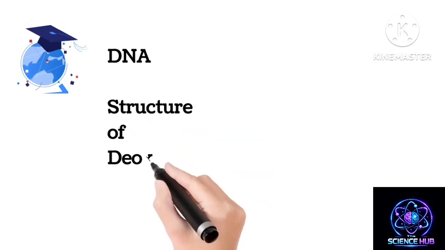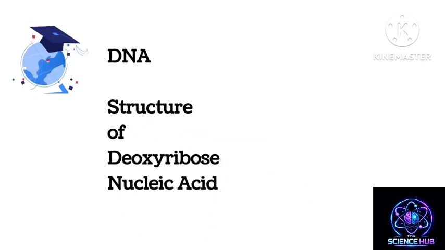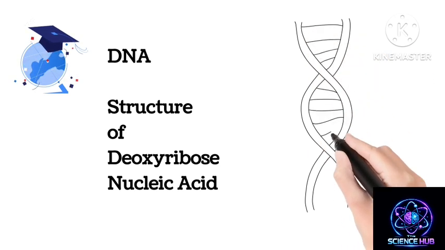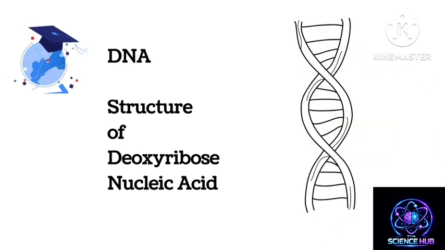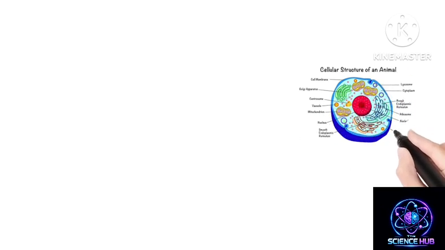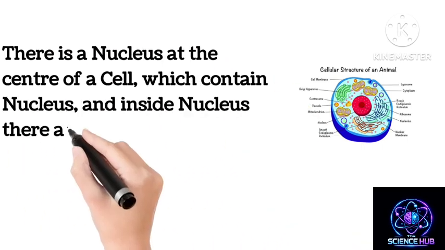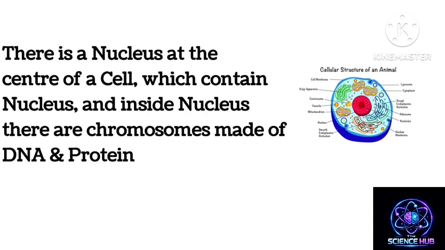Structure of DNA. Today, we will study the structure of DNA. DNA is a double-stranded hereditary material found in the form of a double helix. Right in the middle of the cell, there is a nucleus, and inside the nucleus, there are the chromosomes, which are made up of 40% DNA and 60% protein.